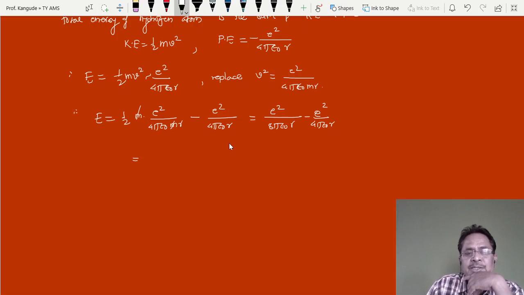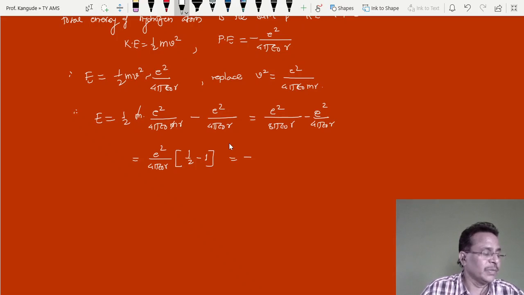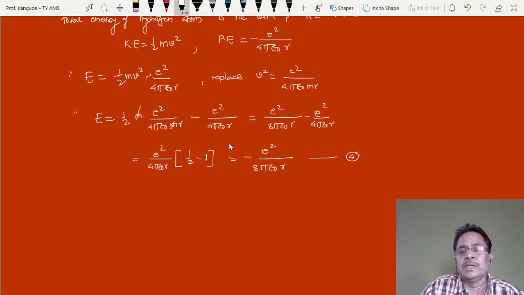So what is common in this case? e²/(4πε₀r) is common, so in the bracket it is 1/2 minus 1, which is minus half, and therefore I'll get one quantity here that gives me E = −e²/(8πε₀r). This is the total energy. That is equation number 4.